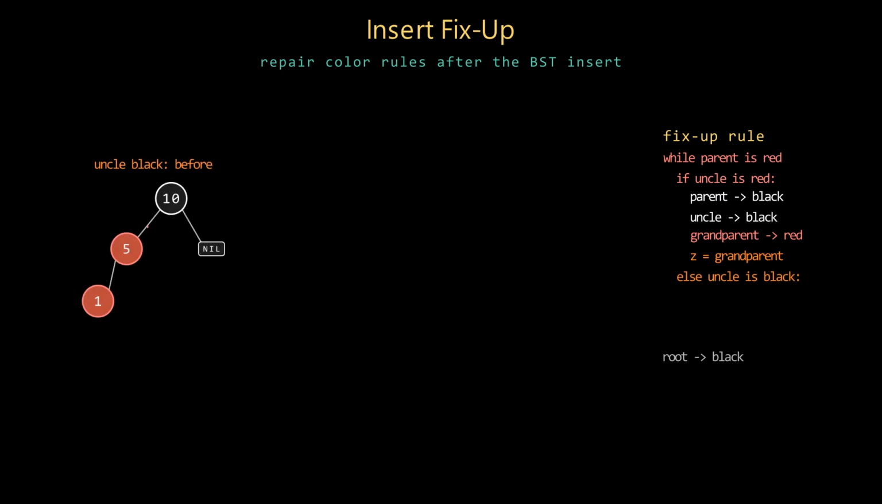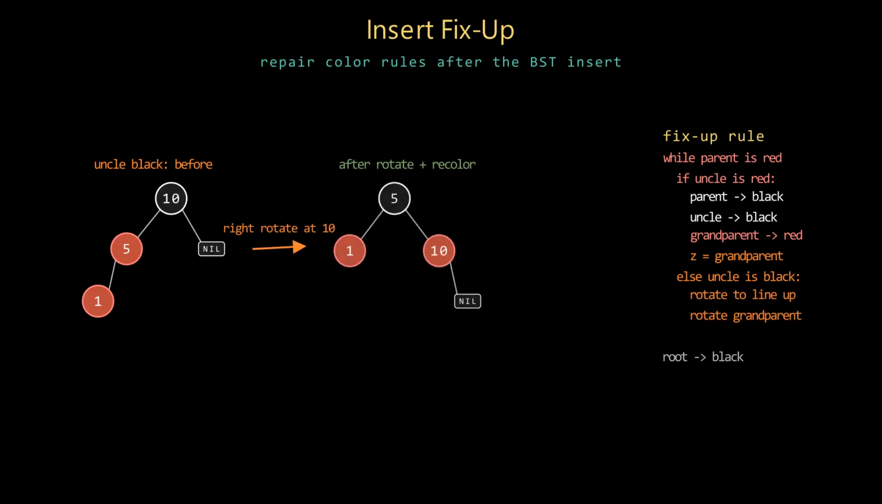Now compare the other important case. If the uncle is black, recoloring alone cannot remove the red-red chain. For this same side shape, rotate at the grandparent. Then recolor the new local root black and the old grandparent red. So insert fix-up has two tools: red uncle means recolor, black uncle means rotate and recolor. At the end, force the root black.